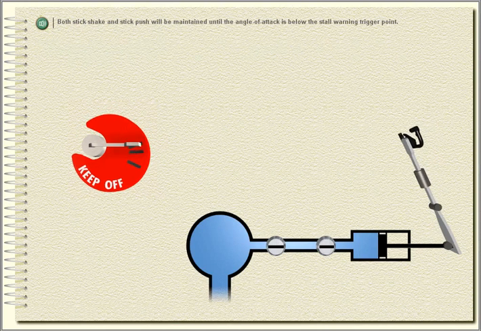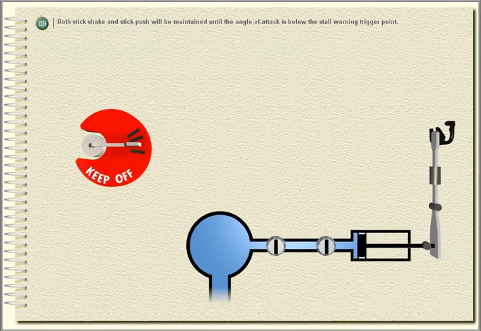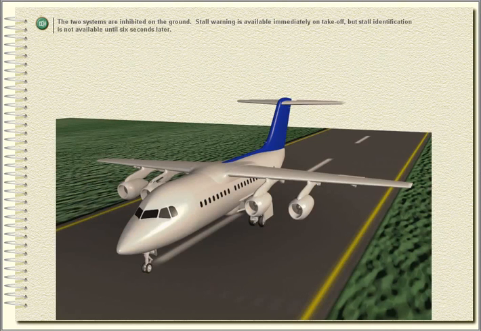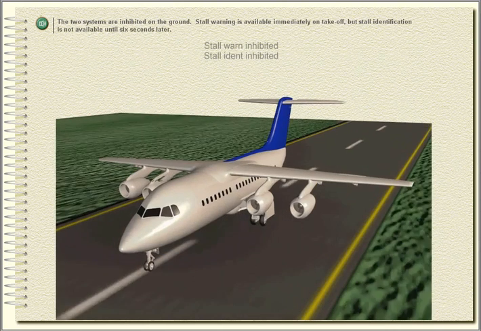Both stick shake and stick push will be maintained until the angle of attack is below the stall warning trigger point. The two systems are inhibited on the ground. Stall warning is available immediately on takeoff, but stall identification is not available until 6 seconds later.